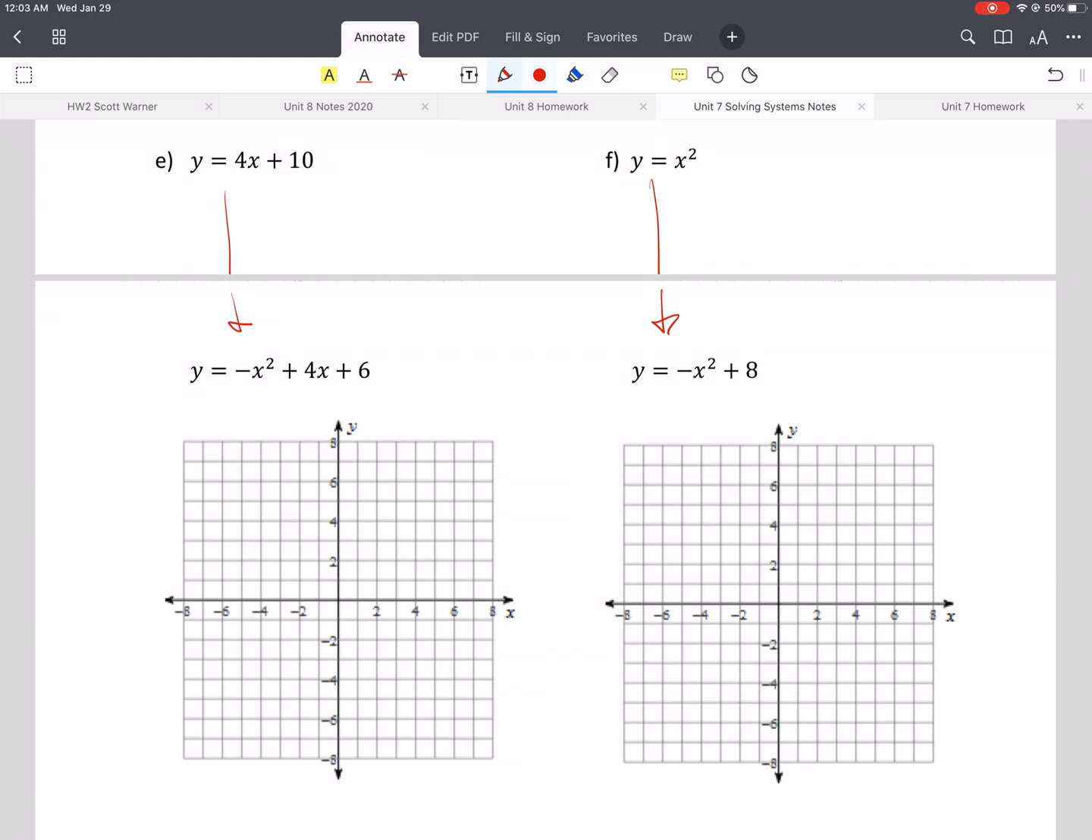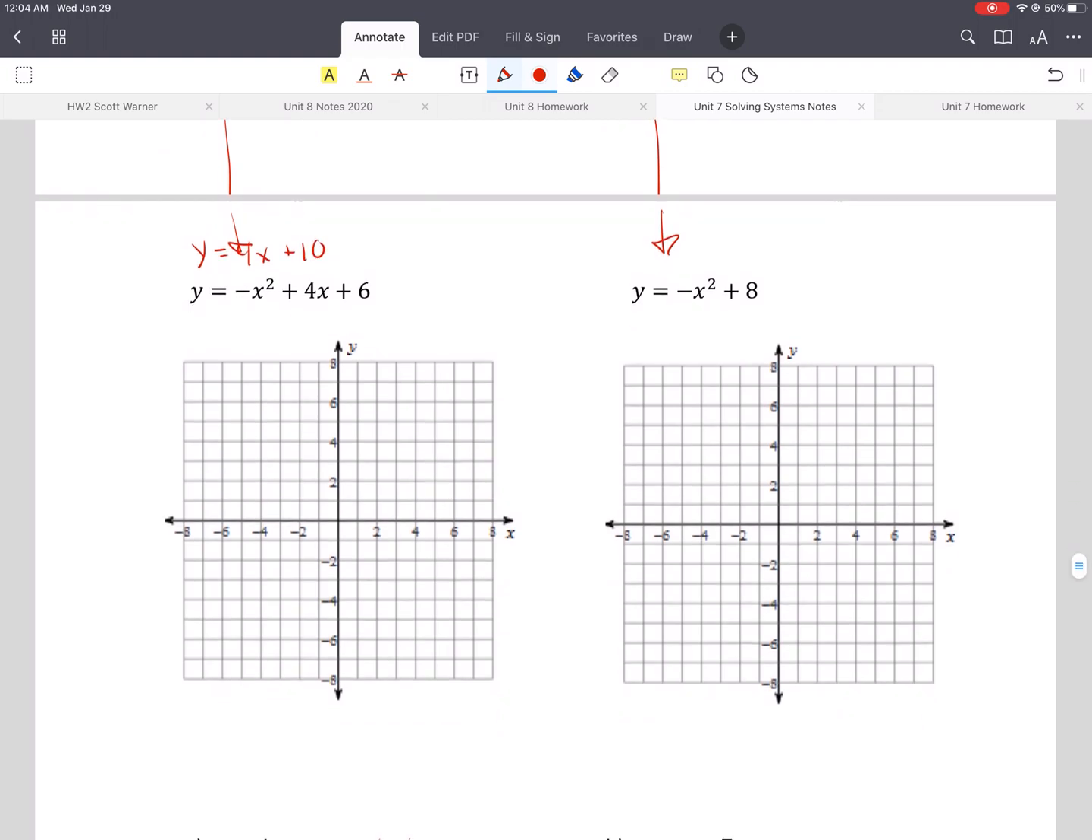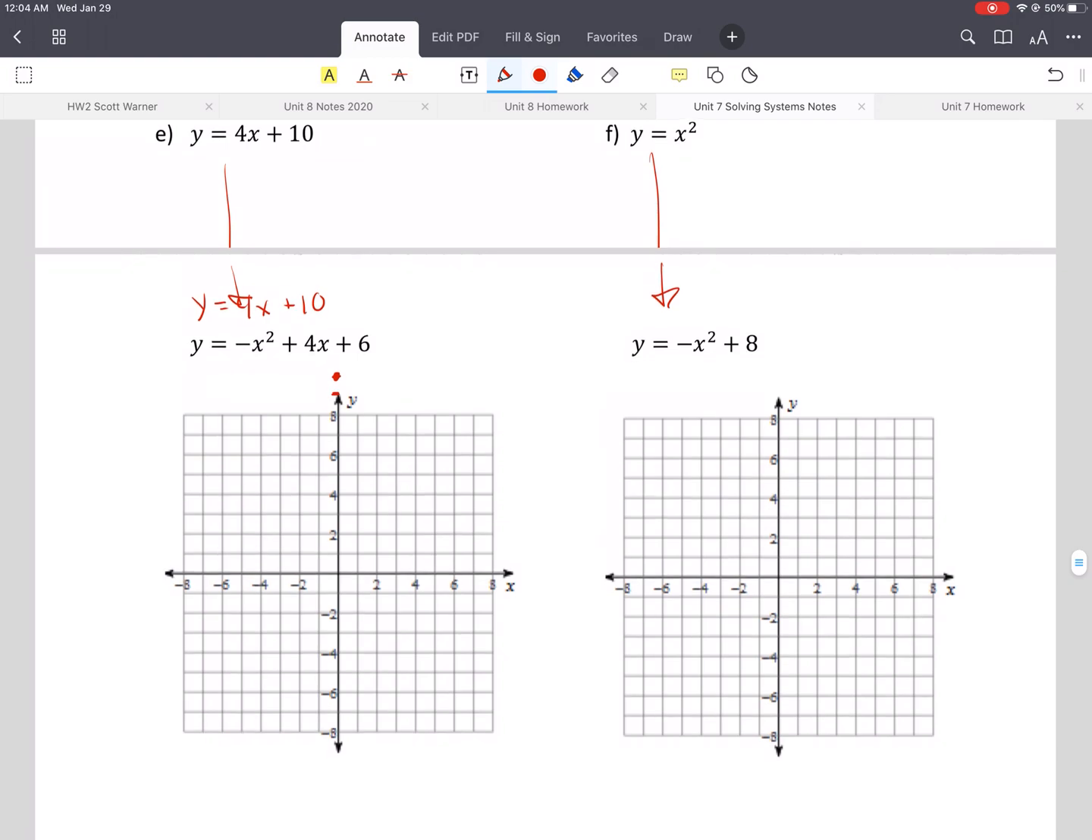Okay, so here we have a linear equation. I'll just rewrite this over here. That's negative 4x plus 10. So here we have our y-intercept. That's not a very good spot. Maybe we need to fix this next year. So we have a y-intercept of 10 and a slope of negative 4. So here we'll have to go down 4: 1, 2, 3, 4, and over 1. Down 4 over 1, down 4 over 1. Okay, so that's our linear equation.